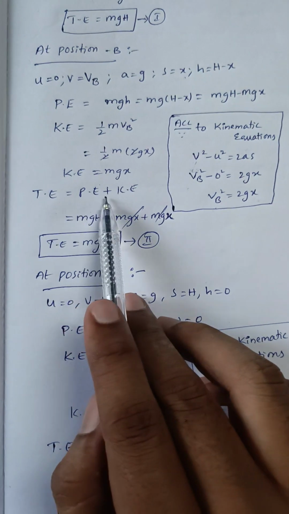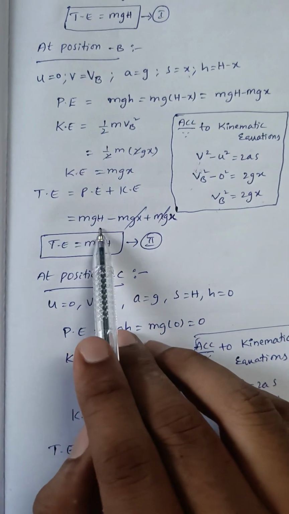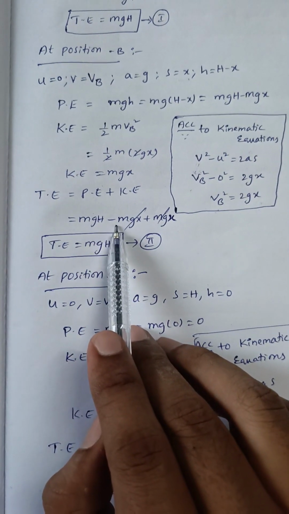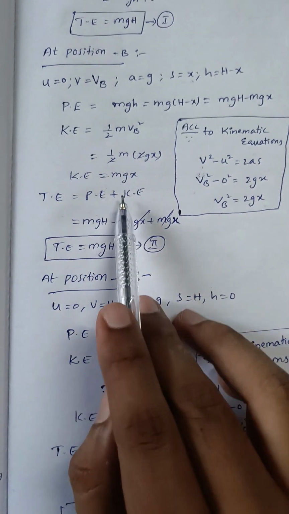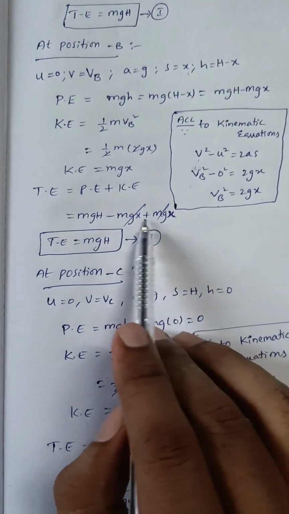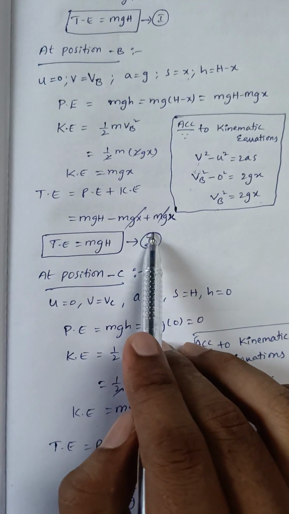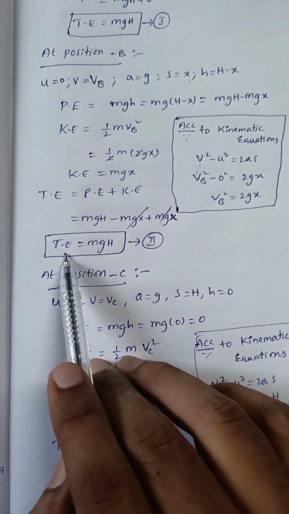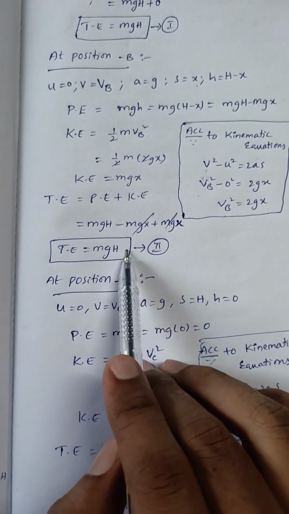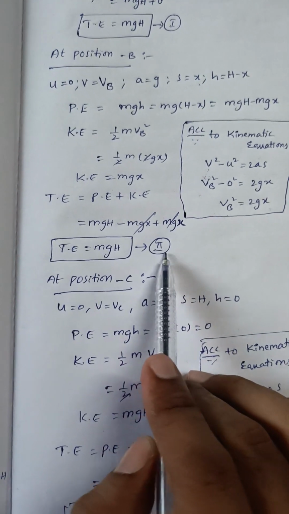Total energy is equal to PE plus KE. PE is mgH minus mgx plus kinetic energy mgx. So minus mgx plus mgx get cancelled. Then total energy is equal to mgH. This is equation number 2.